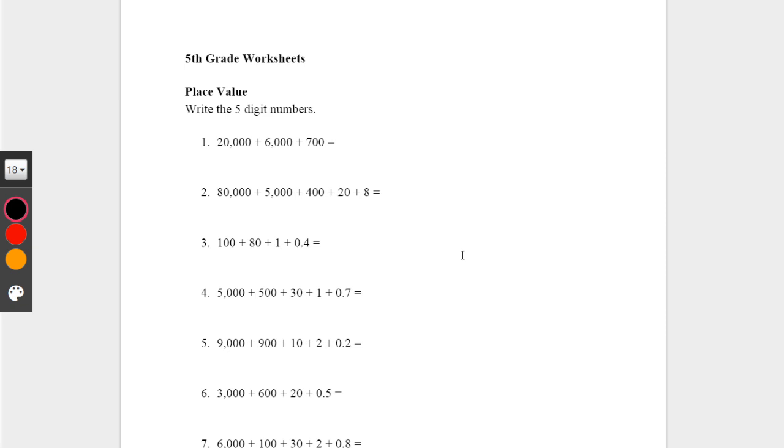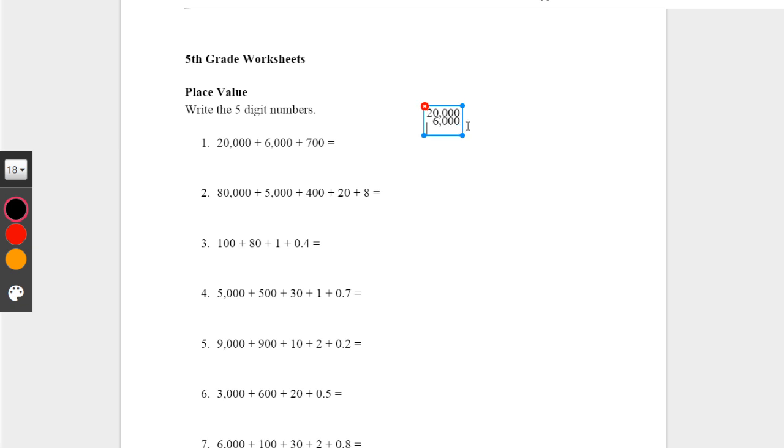Today we're going over place values, finding the missing number in algebra, multiplying decimals, and fraction word problems. So let's get to it. First we have place value, so this is fairly easy. Here's how I do it. You guys should probably already be experts on this, but just in case.